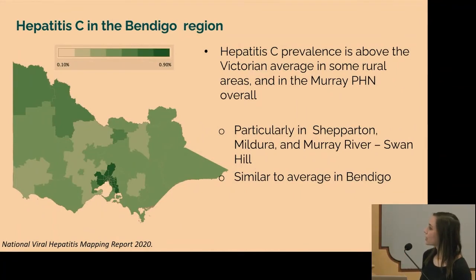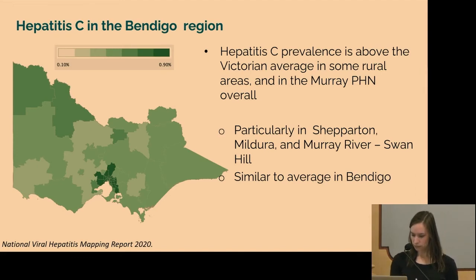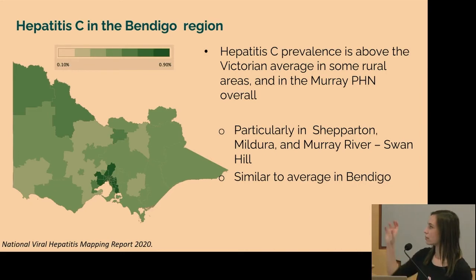In the Murray PHN overall, where Bendigo sits, the hepatitis C prevalence is above average, but that's largely concentrated in the border regions, so Mildura, Swan Hill and Shepparton. You can see those darker green areas on the map. And Bendigo is more similar to the state average in terms of prevalence. But just for a comparison, the Murray PHN has roughly twice as high prevalence as the Eastern Melbourne PHN. So some of the regional areas do have a much greater burden per head of population of Hep C.